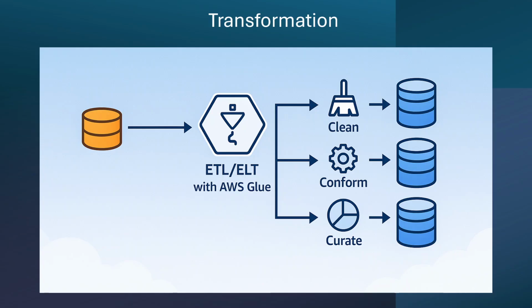Next, we clean the data by dropping duplicates and invalid rows, and we add data quality checks for row counts, nulls, and expected values. If a dataset fails validation, we route it to a quarantine prefix for inspection.